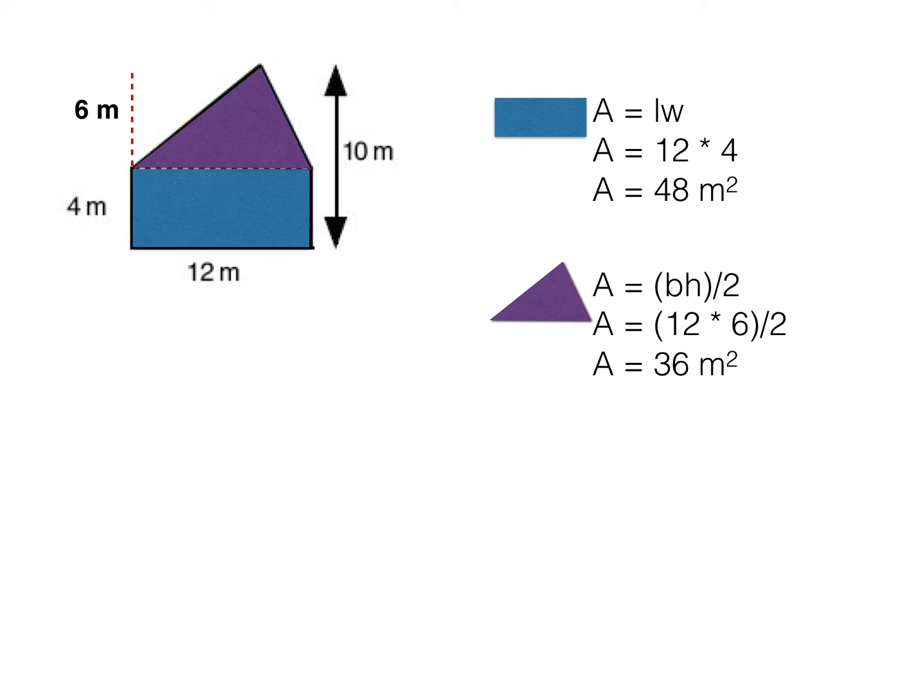Finally, add the rectangle and the triangle's areas together to find the total area of the irregular polygon. The total area is 48 plus 36, which is 84 square meters. Pause the video so you can make sure that you have all of this information written down.